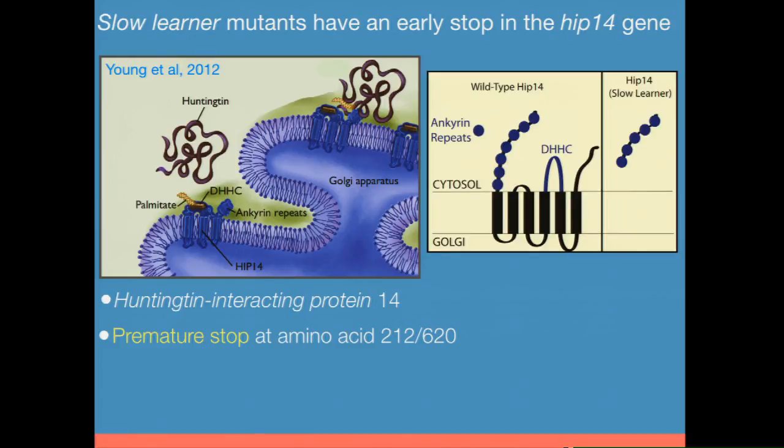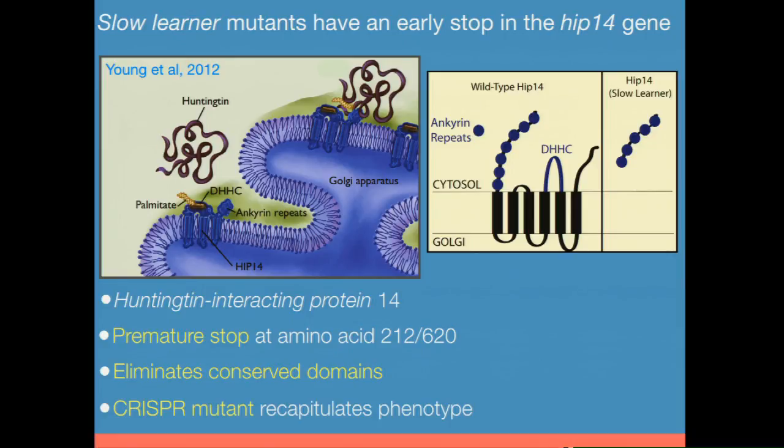This truncates the protein, and so you can see here that it eliminates all of the conserved domains, including 2 ankyrin repeats, all the transmembrane domains, and the DHHC. And we think this is a loss of function because I have generated CRISPR mutants that cause frame shifts and early stops that also recapitulate the phenotype.